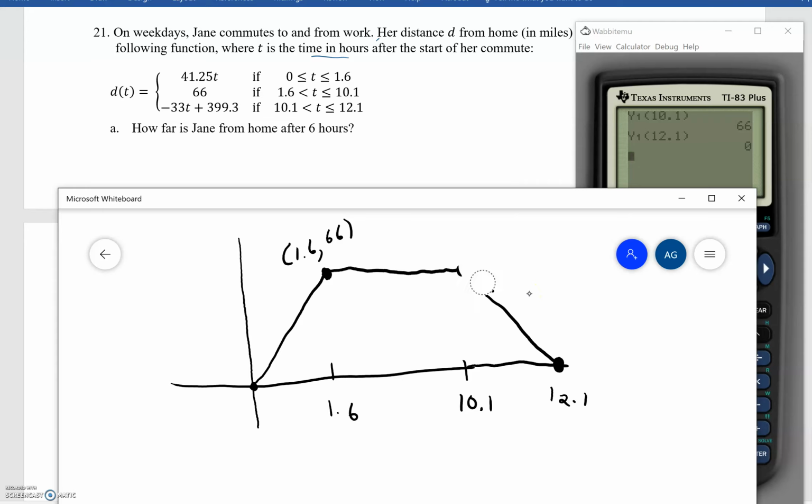Fix my picture a little bit, and I took too much out. That's okay. Now my slopes for each one of these: my slope here is minus 33. My slope here is 0. My slope here is 41.25. That might be useful information. I don't know. We'll see.